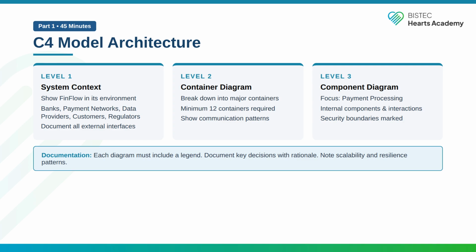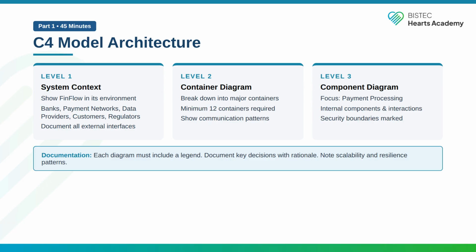Level 3, payment processing. Zoom into the payment container. Show the internal components: API controller, payment orchestrator, card processor, ACH processor, tokenization engine, fraud detection, and settlement engine. Mark the PCI DSS security boundary explicitly. This boundary determines what's in scope for audits.